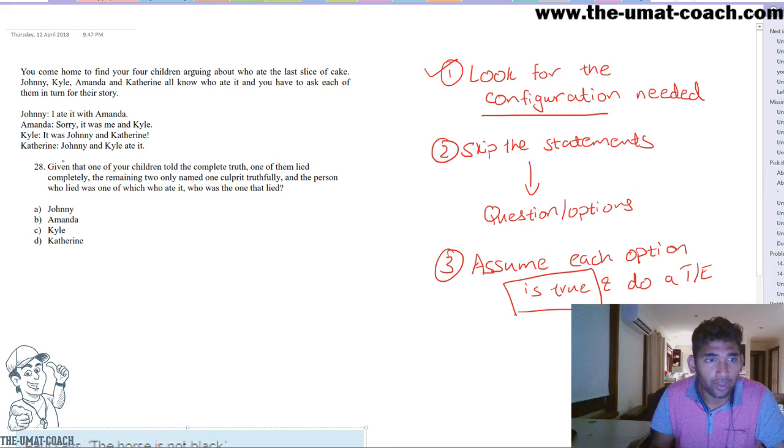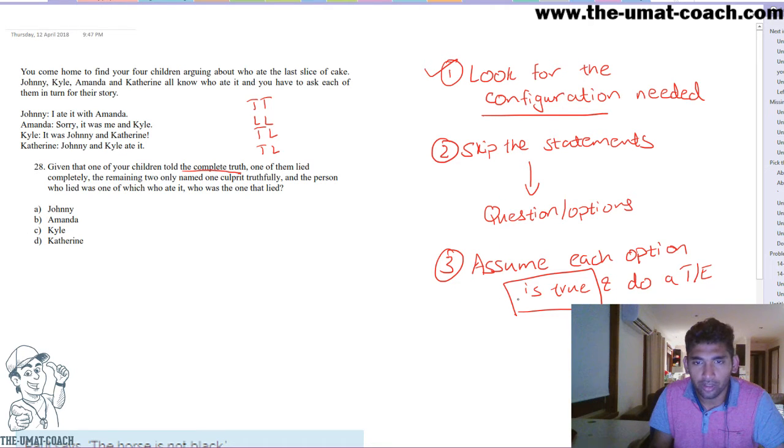So here, the configuration we need is that one of them told the complete truth, so we need a true, true. One of them lied completely, so false, false. And one of them named only one person correctly, so we need a true, false or false, true. So always look for the configuration first, and now go to the options. You want to skip the statements because you don't know what you're looking for just yet.